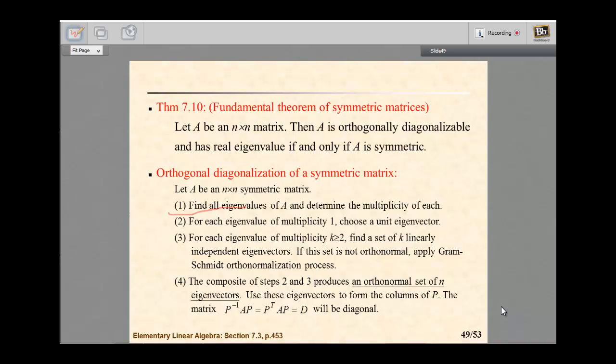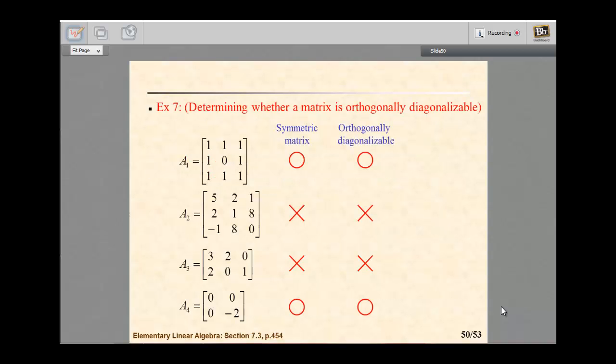Find all the eigenvalues of A and determine the multiplicity of each. For each eigenvalue of multiplicity, choose a unit eigenvector. So there are some definitions you will read. Determine whether the matrix is orthogonally diagonalizable or not.